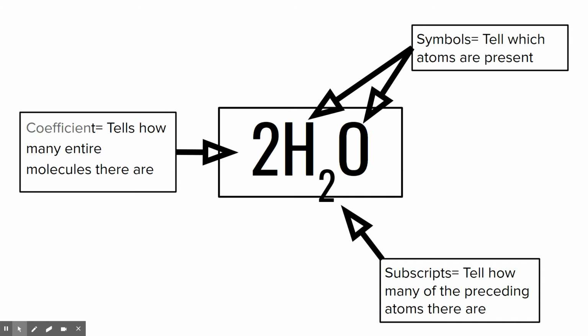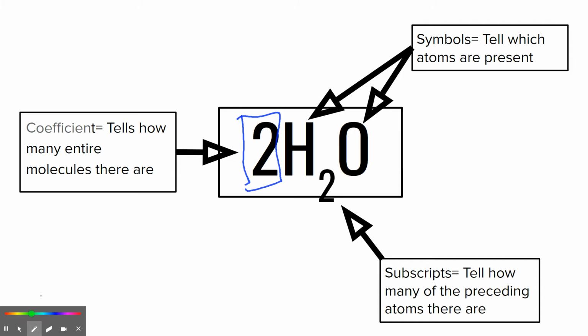So looking here, a coefficient, which is like this 2 out front, tells how many of the entire molecule there are. Essentially, that's saying there are 2 molecules of H2O.